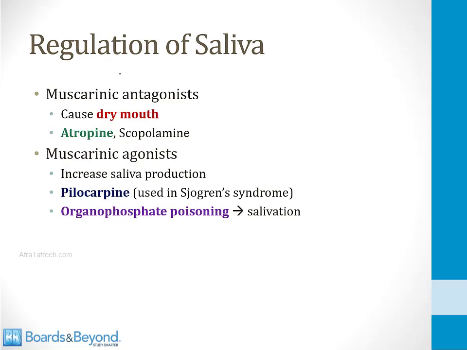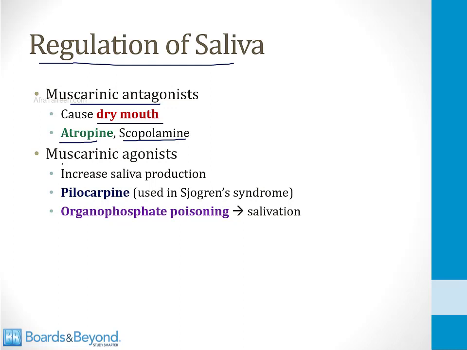There's a tie-in with pharmacology here that has to do with the regulation of saliva. Drugs that work as muscarinic antagonists are going to cause dry mouth because they block the production of saliva. So when drugs are administered like atropine or scopolamine, they're going to have side effects of causing dry mouth.